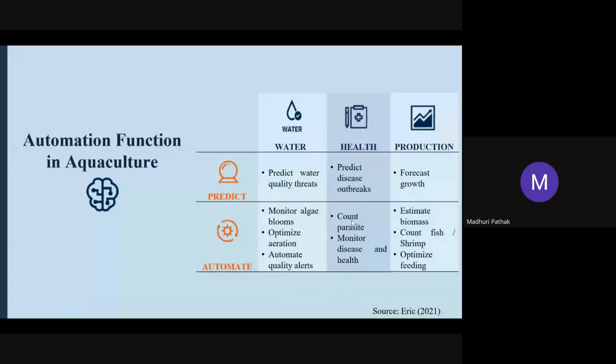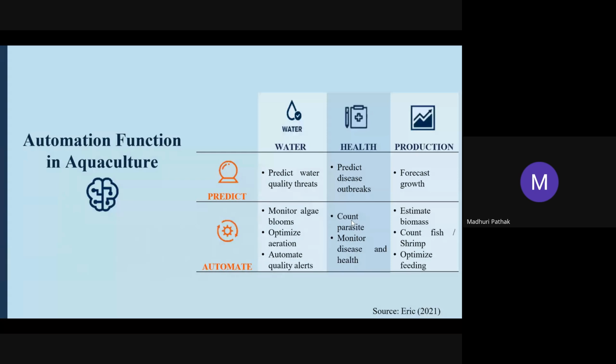So automation in aquaculture is mainly for three things: water quality, health prediction, and production. How will it predict? It will predict the water quality threats. Suppose dissolved oxygen is very low. What happens when dissolved oxygen goes down? Ammonia will increase. Once ammonia increases, stress will come on the fish and they will be susceptible to secondary infection. That means their health will deteriorate because of disease outbreak, and this way the growth will be less. That is the ultimate result when any health concern occurs in the shrimp pond.